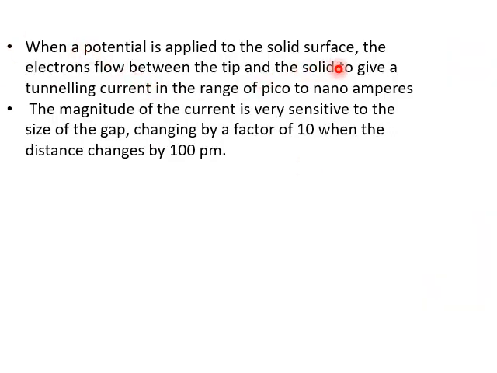When a potential is applied to the solid surface, the electron flow between the tip and the solid gives a tunneling current in the range of pico to nanoampere. The magnitude of the current is very sensitive to the size of the gap, changing by a factor of 10 when the distance changes by 100 picometer. As the surfaces are rough, when the probe moves on the rough surface the distance between the sample and the probe changes, so the amount of current flow also changes, and on the principle of this change in current, the image of the surface is formed.